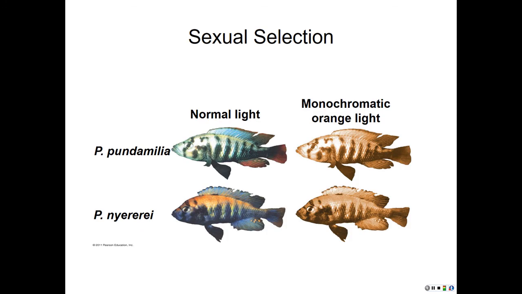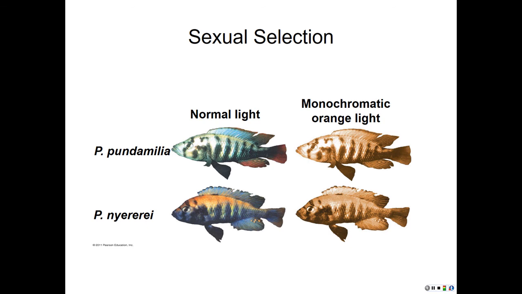So the final scenario that can lead to reproductive isolation, even despite a sympatric situation, is sexual selection. This is where individuals with certain traits have higher reproductive fitness. A great example of this can be seen in a study where they took two species of male fish that lived in the same lake. So we have two species of fish from the same lake, okay?